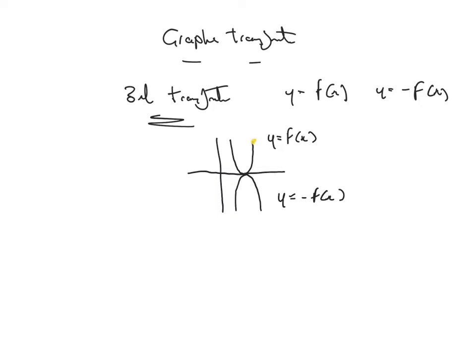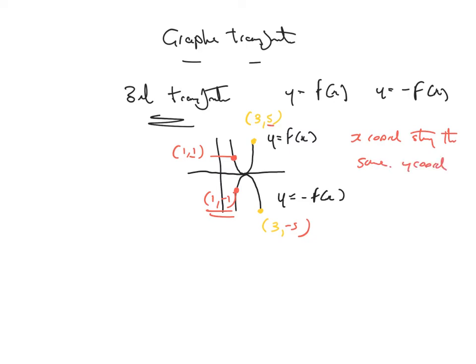Well, if I had a point there, and let's say that point was 3, 5, we can see that the x-coordinate doesn't change, it's still 3, but what happens is we invert the 5, and that becomes minus 5. If I had a point here which was, say, 1, 1, then the x-coordinate would stay the same, but we would invert the y-coordinate, 1 would become minus 1. So in essence, the x-coordinate stays the same, the y-coordinate is inverted. So the y-coordinate of 10 would become minus 10, minus 4 would become 4, minus 7 would become 7, pi would become minus pi.